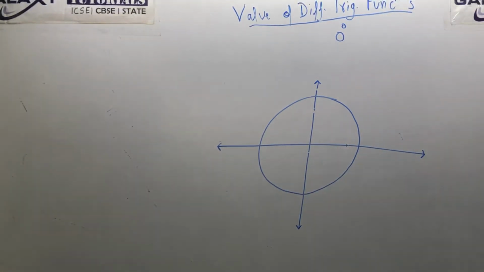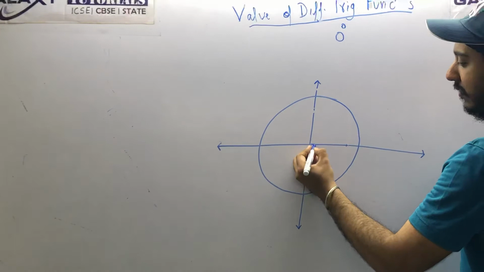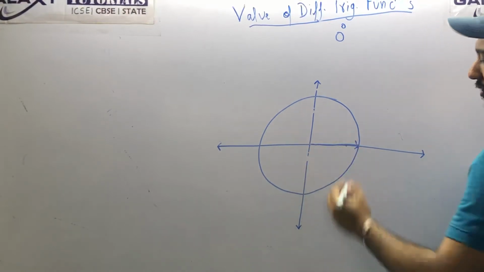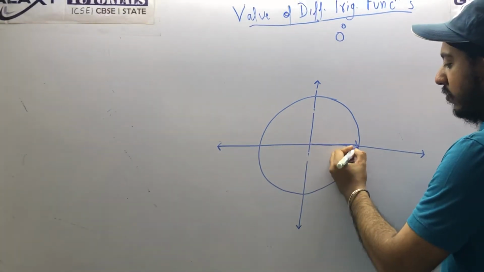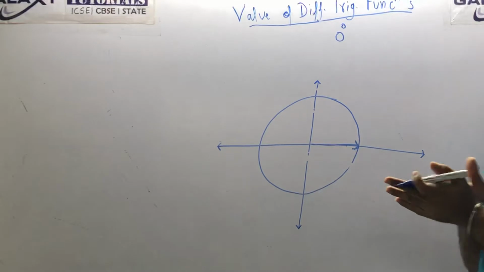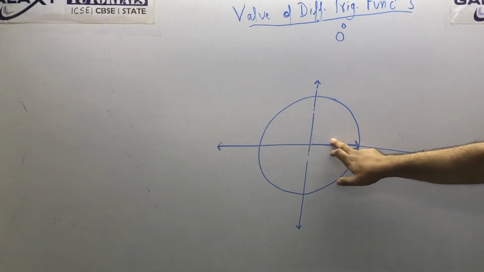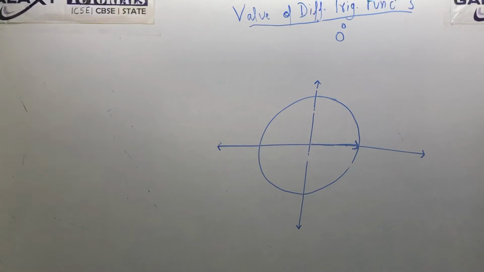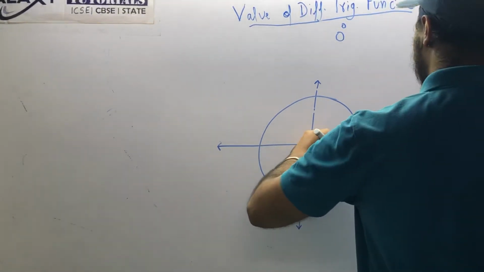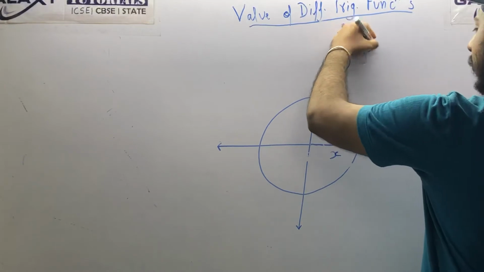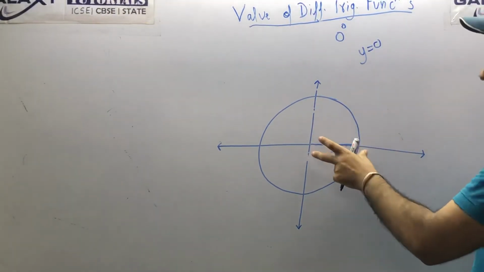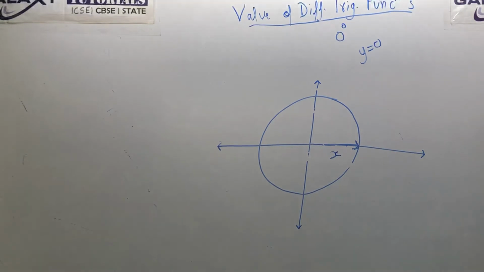First we have to find the value of 0 degree. So 0 degree means the initial ray is also here, and the terminal ray is also in the same direction, because then only you will get an angle of 0 degree. So both initial and terminal ray are lying over here. As you all know, you have only one component here, x. You don't have y, because y will be 0. There will be no y component because this is only in the x direction. So we will find different trigonometric functions.